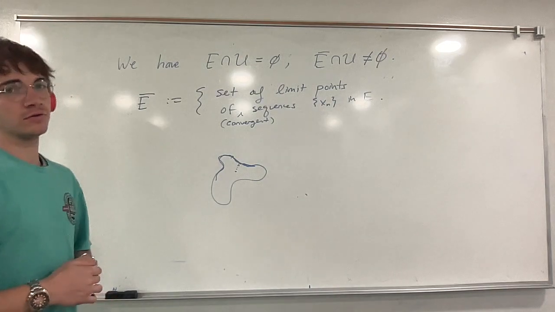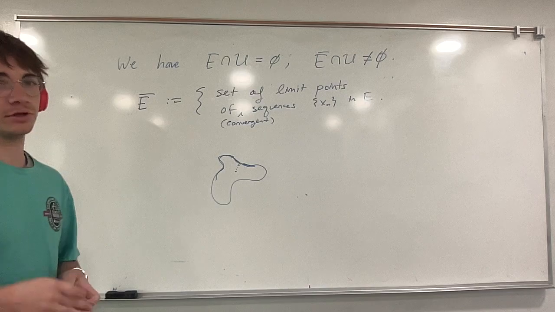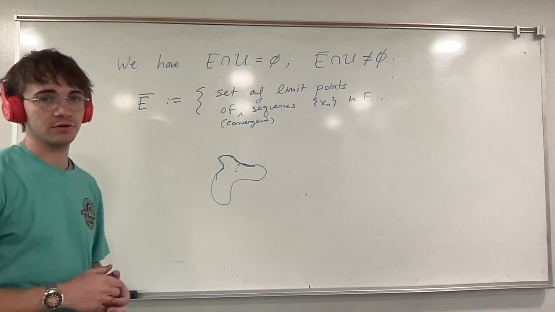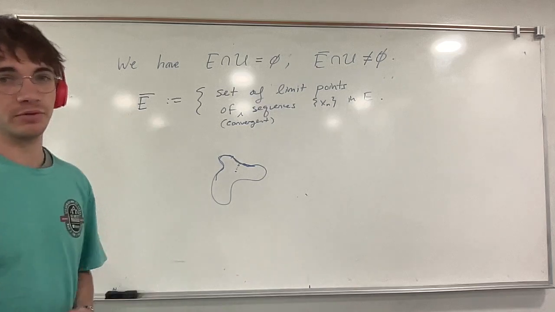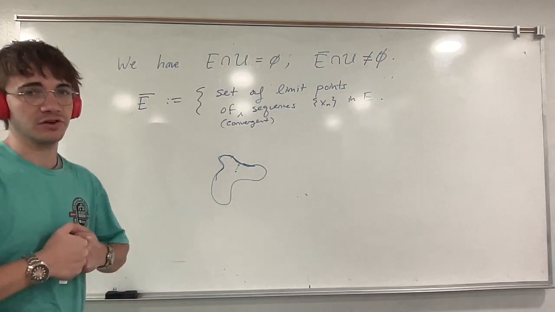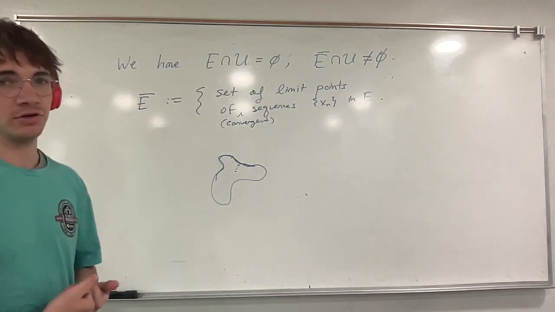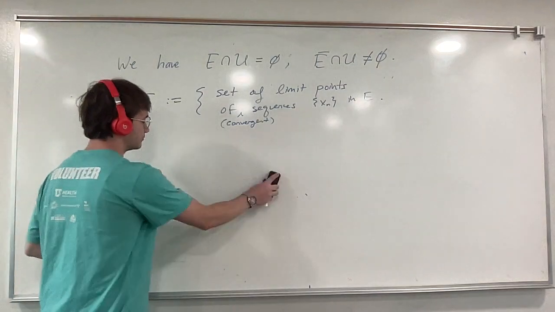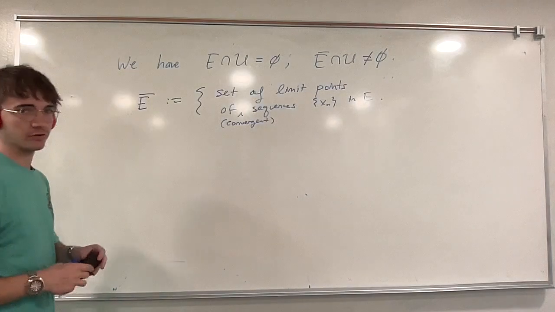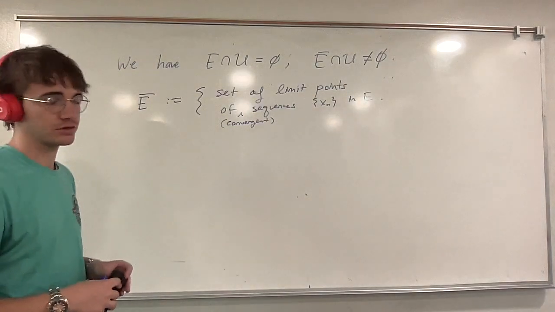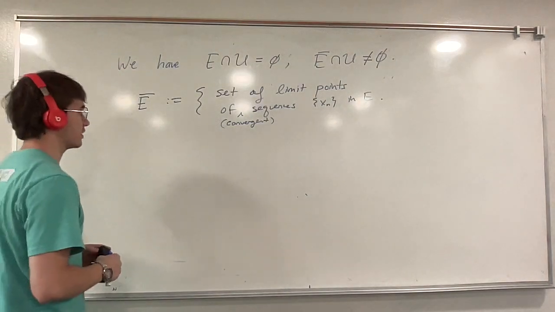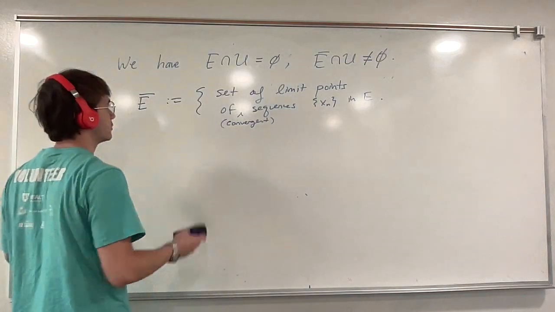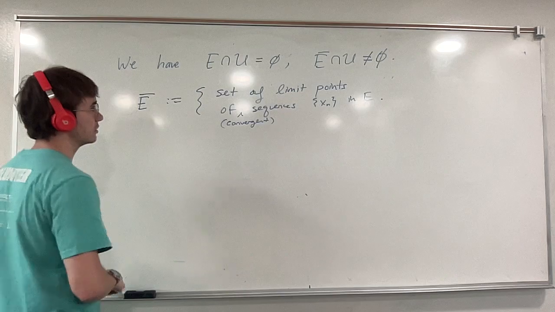So if we include limit points of sequences in the set, we're going to gain access to the full boundary of the set, and so therefore we're going to get the set union its boundary. Okay, so I won't prove this right now. It's a useful exercise to show that this is actually true. But okay, so we have this in hand.